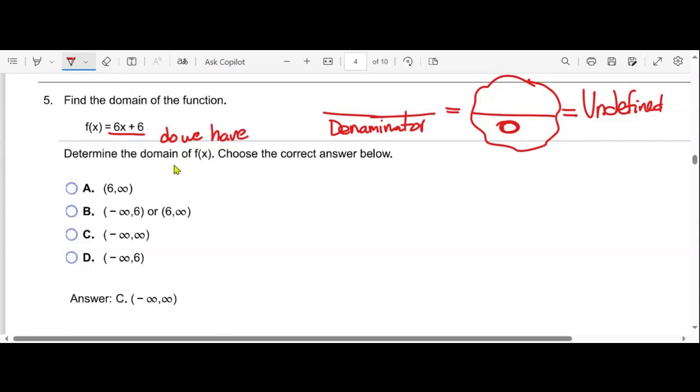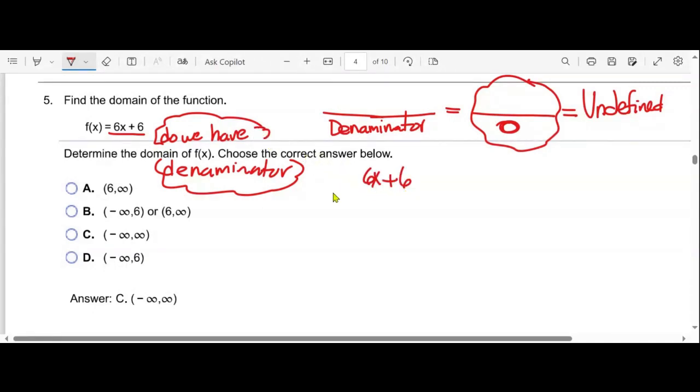Do we have a denominator here? No. So nothing is affecting the denominator, correct? So in this case, 6x plus 6, it's from negative infinity to where? Positive infinity. That's the answer. So which one is the correct one? C. Is this clear? Clear or not clear?